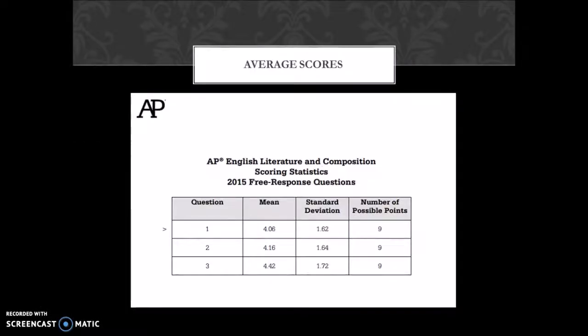As you can see, the poetry section, question 1, received the lowest collective score for this year. Although this isn't a great difference between the other questions, it is still a constant pattern for most of the years.